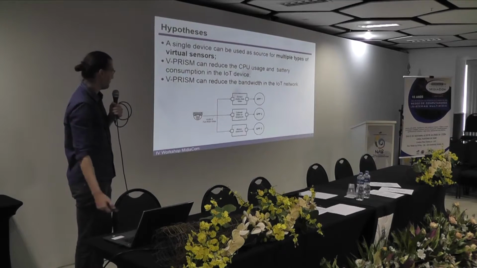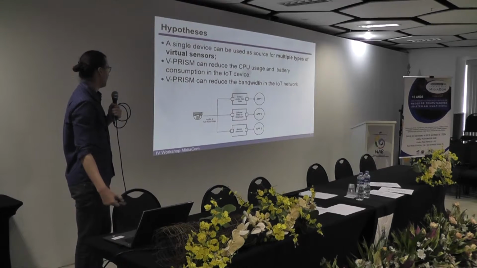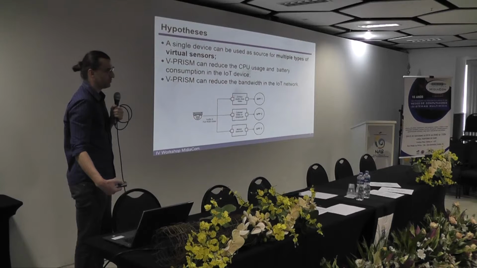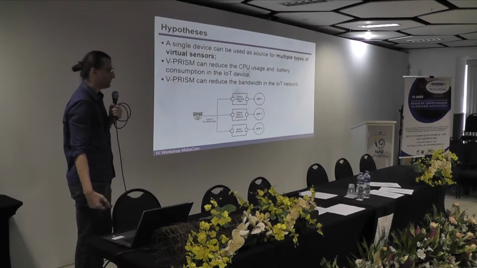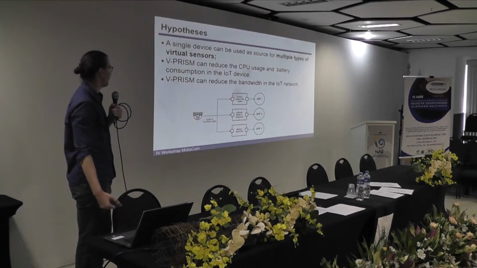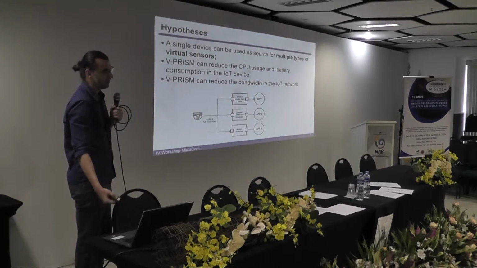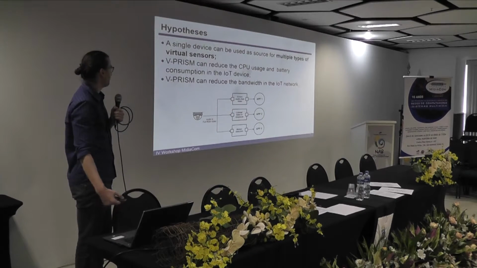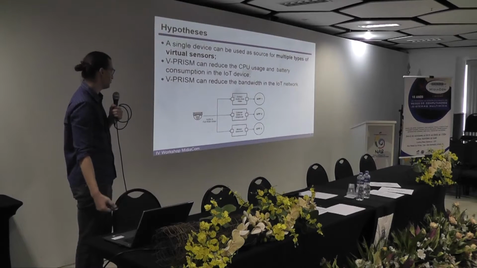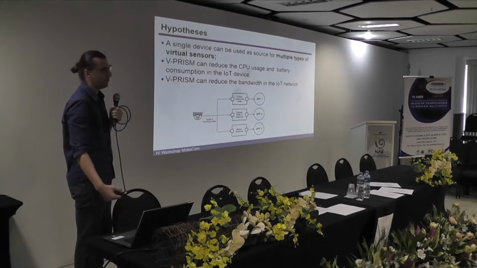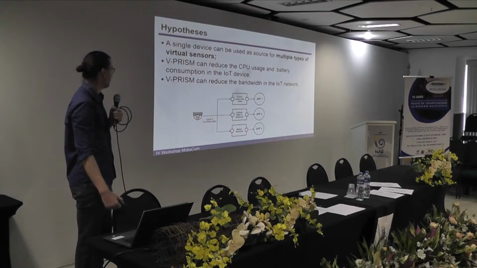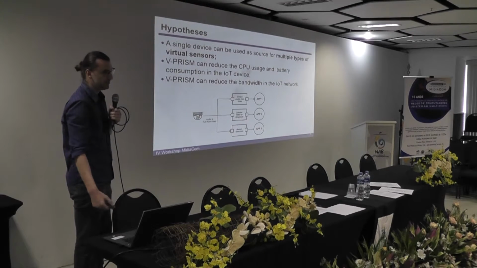Our hypotheses are that a single device can be used as a source of data for multiple different types of virtual multimedia sensors. And using our architecture, we can reduce the bandwidth consumption in the edge device, and that is a problem because edge devices usually have limited power and CPU. Using V-PRISM, we can also reduce the bandwidth consumption in the edge network.